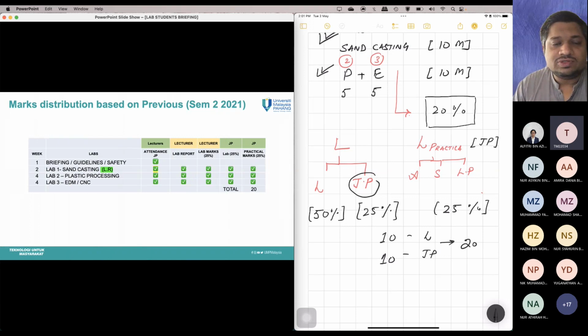So here is a distribution of the marks. Today I am going to give you a briefing. Today I will be doing the attendance. In sand casting, plastic processing, and electric discharge machining, the JP is going to take your attendance. The lab report will be checked by the lecturer. The JP is also going to check your lab report, and he is going to give you the marks for the practical also.